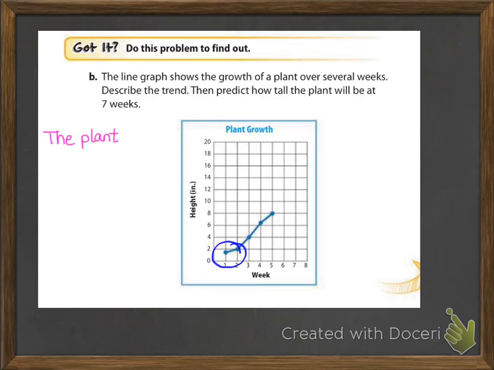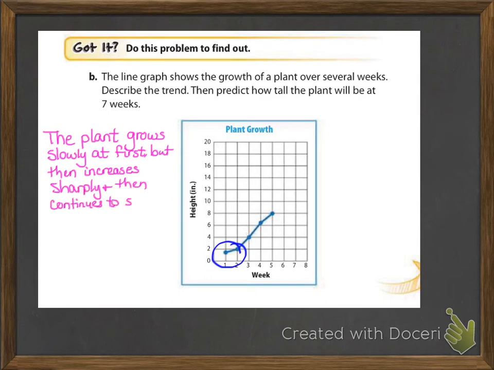So when we're doing our explanation, we're going to say the plant grows slowly at first, because it did, but then it increases sharply. So that means, boom, like between weeks 2 and 3, it grew 2 inches, and then it continued to steadily increase from there.